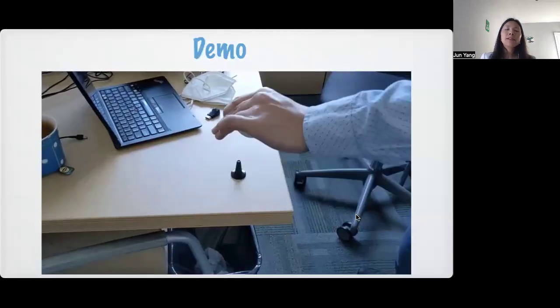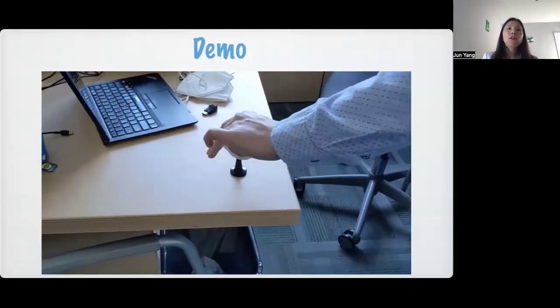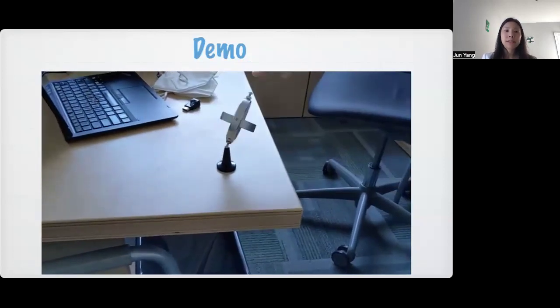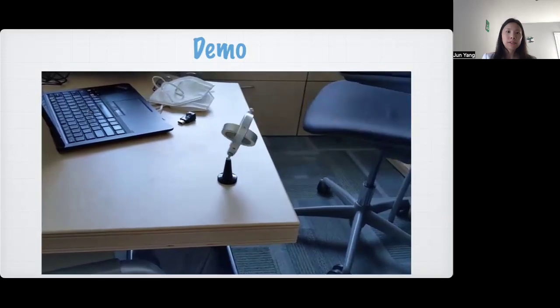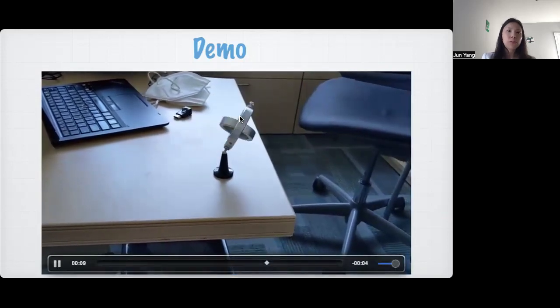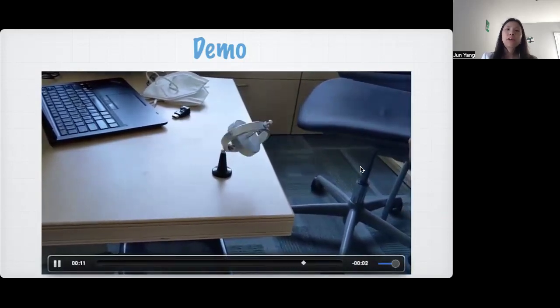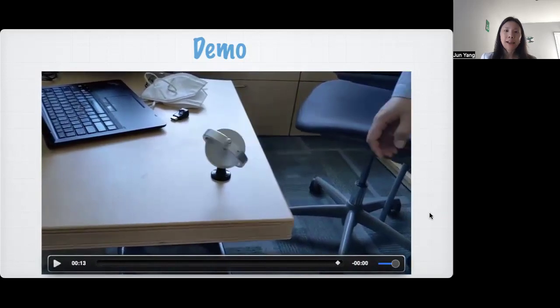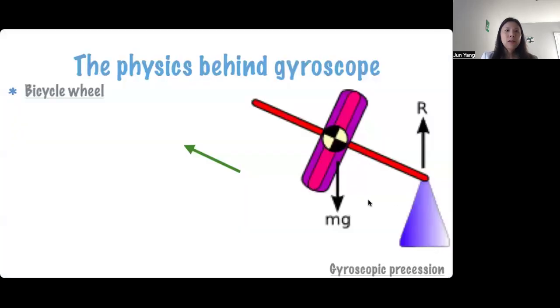Here we can see the demonstration of gyroscopic precession. It is spinning and also shows precession. And later we will show the physics behind this system. It is similar to a bicycle wheel.